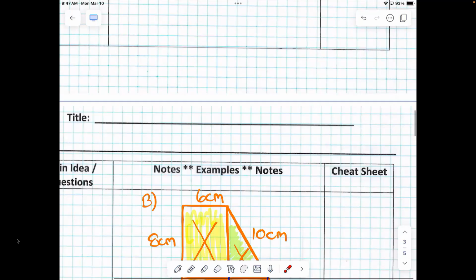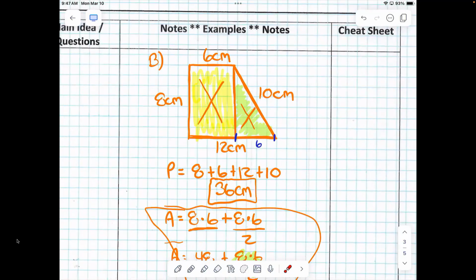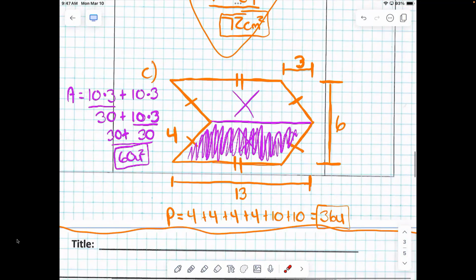Another example of a complex shape that we chunked into basic shapes. You can see the basic shapes by the X's. And yet another example, we chunked this into a couple of parallelograms, yes?